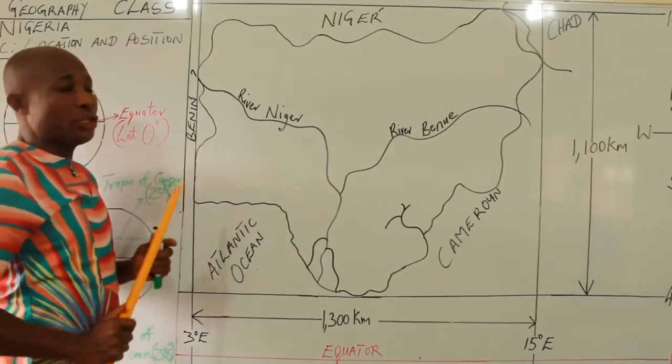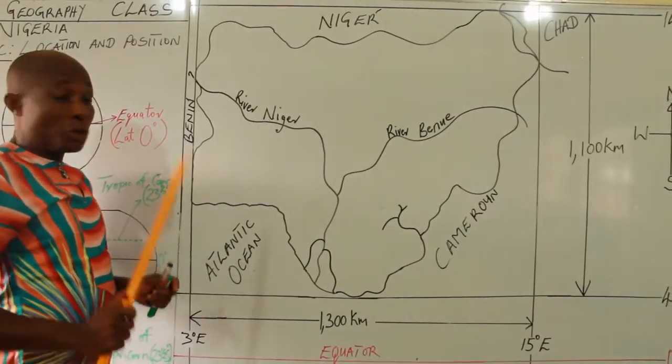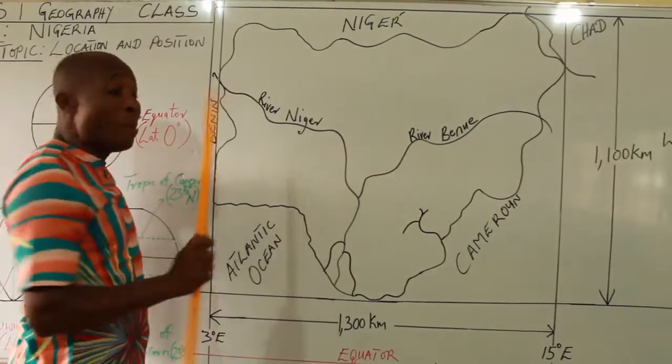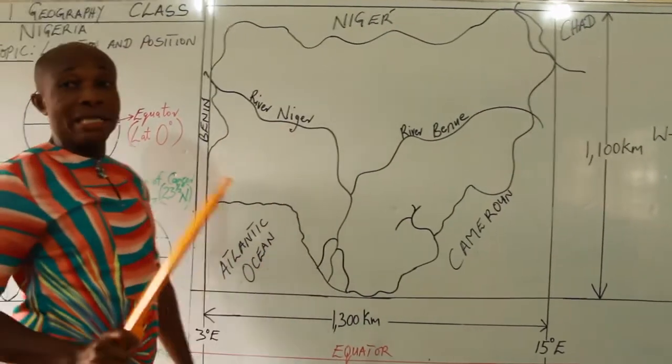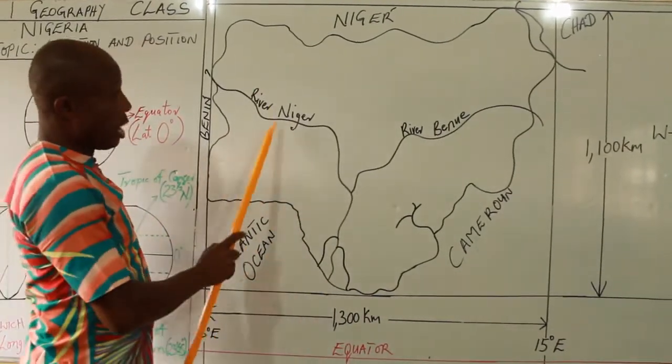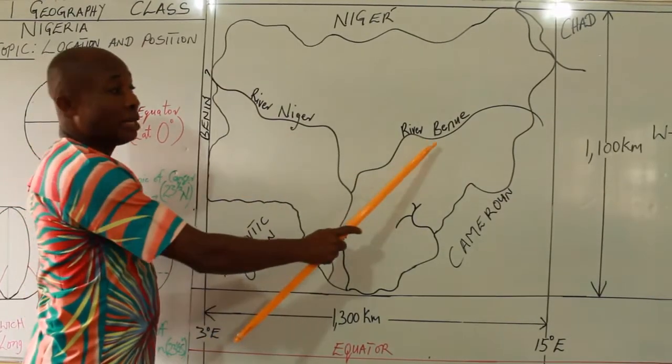And when you sketch the map of Nigeria, don't forget to indicate the two major rivers, and they are the two biggest rivers in Nigeria. We have the River Niger and we have the River Benue.